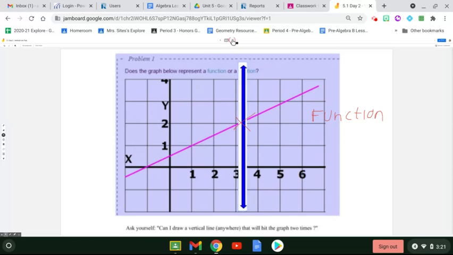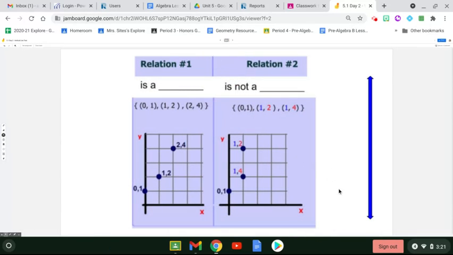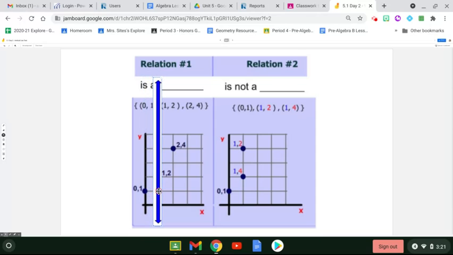All right, let's take a look at problem number two. When I take a look at the points, and we practiced some points earlier with 0, 1, 1, 2, and 2, 4, I'm going to take my vertical line. So far at 0, 1, I'm good. At 1, 2, I'm good. I'm only hitting that point. At 2, 4, I'm good. So it looks to me like relation number one is a function.